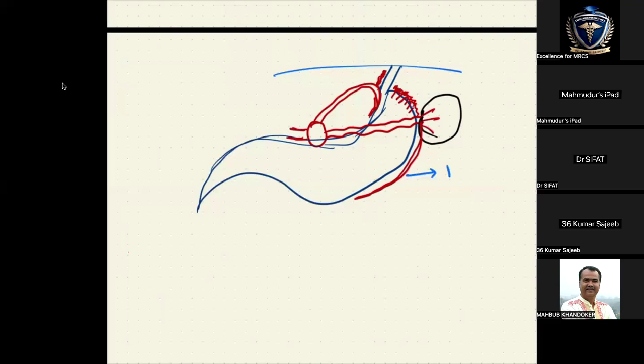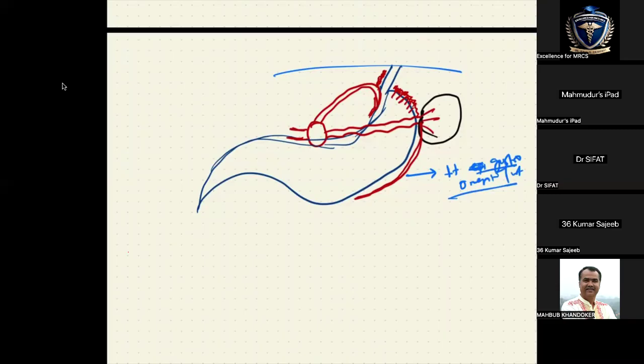left epiploic or gastro-omental. Yes, left gastro-epiploic or gastro-omental artery. Okay, so these are the branches of the left gastric and splenic arteries.